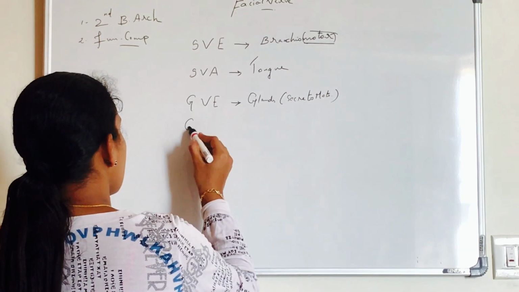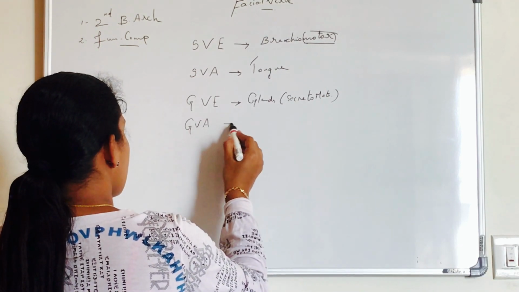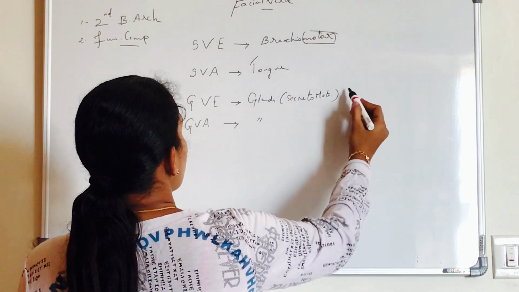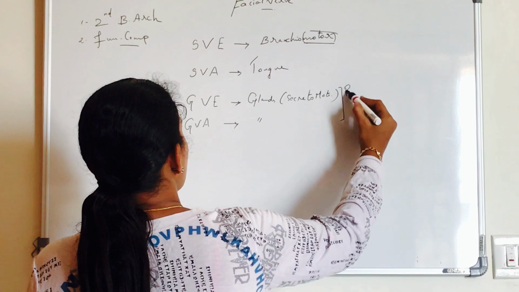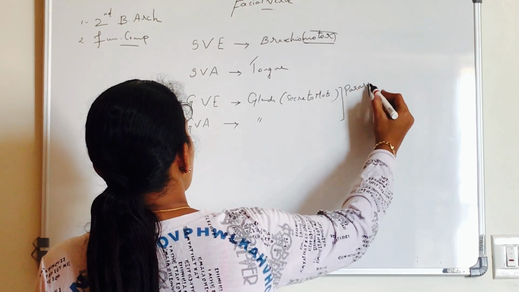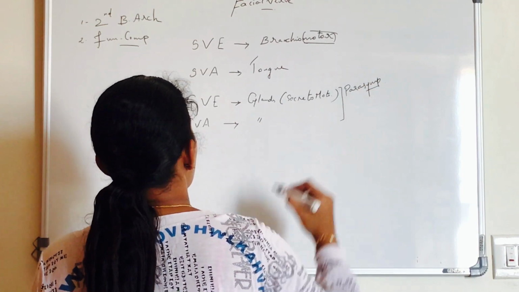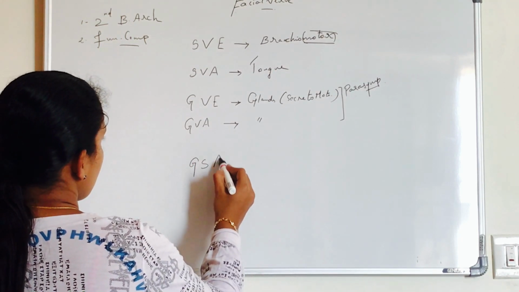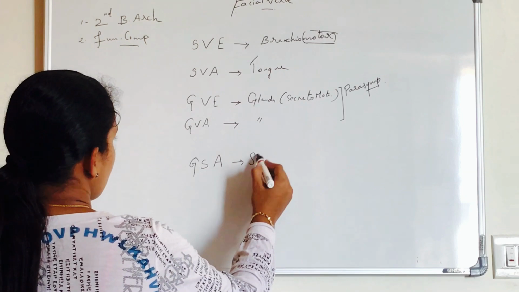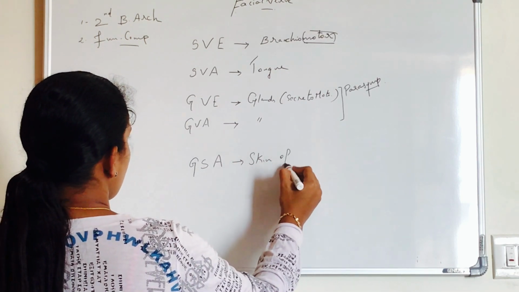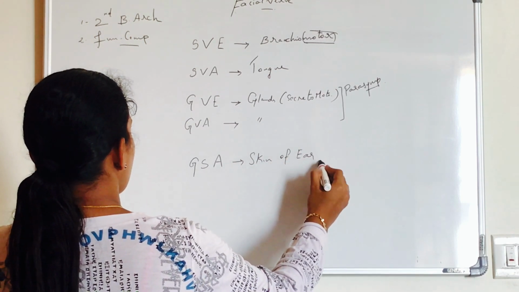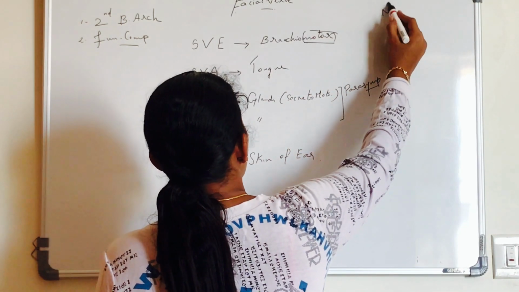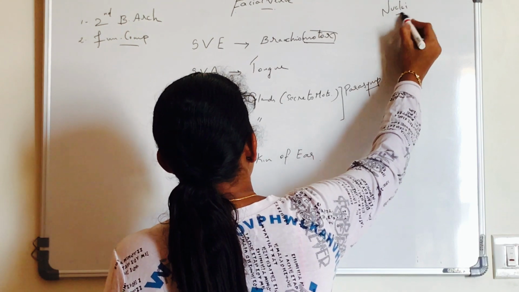So general visceral efferent, it carries the fibers to the glands, that is secretomotor fibers. General visceral afferent carries the sensation from the above mentioned parasympathetic glands. This facial nerve also carries sensation from the body wall, a few fibers of the facial nerve along with the vagus. So from the body wall is soma, so here general somatic afferent.